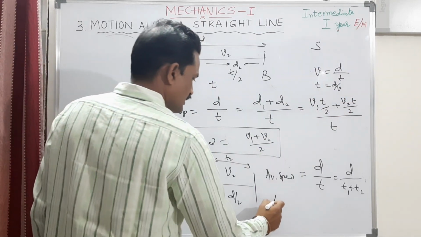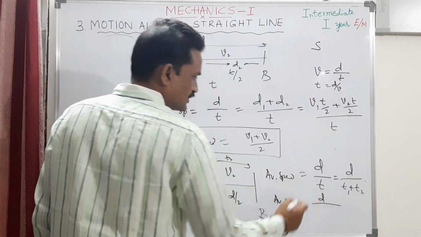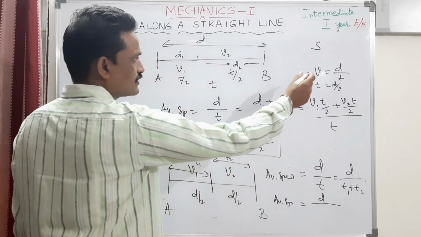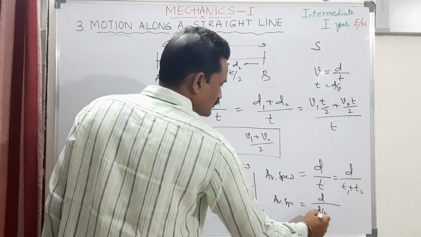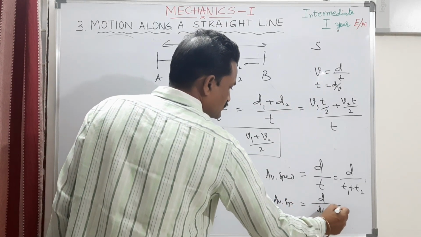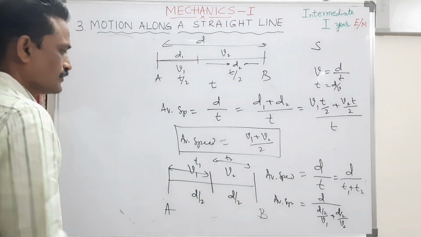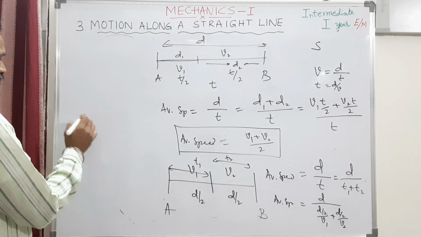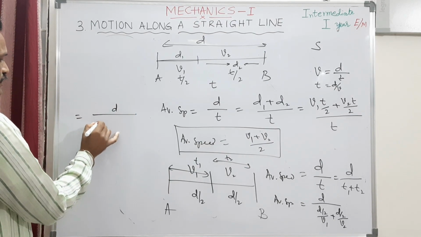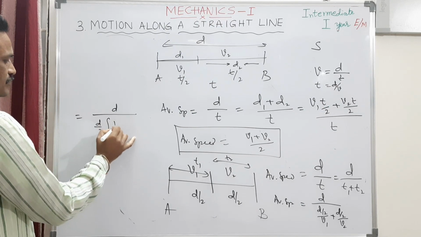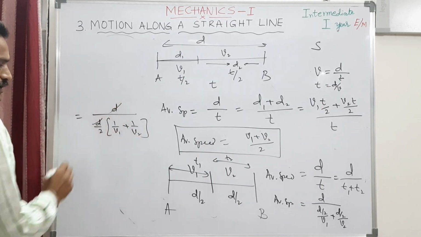So I can write average speed in this case is equal to, this is same d, no change. So instead of t1 I have to write d by 2 by v1 plus d by 2 by v2. So you can simplify that. So this is d divided by, I can take d by 2 common, this is 1 by v1 plus 1 by v2. So d gets cancelled.